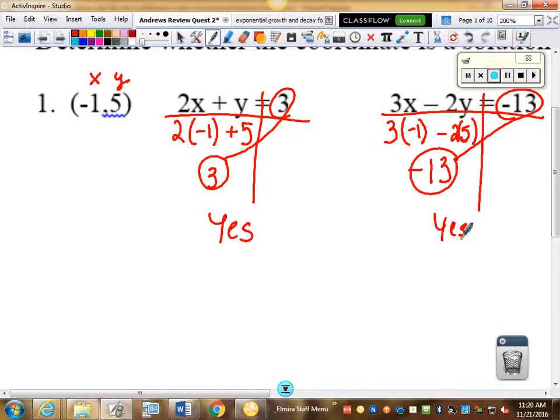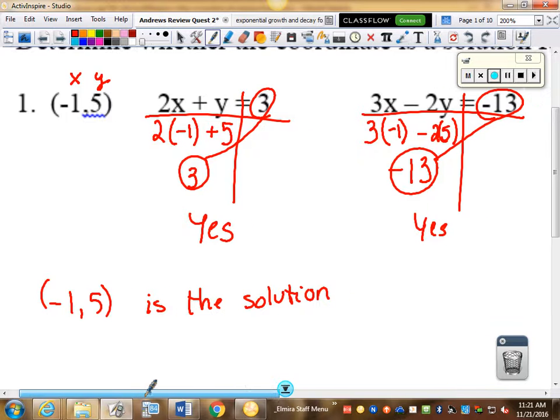All right, now you found all the evidence to support your answer, but you have not answered the question. The question is, is it a solution? So now you're going to write down your conclusion. Since you have both yeses, don't use the word it. Write the actual coordinates. -1, 5 is the solution.